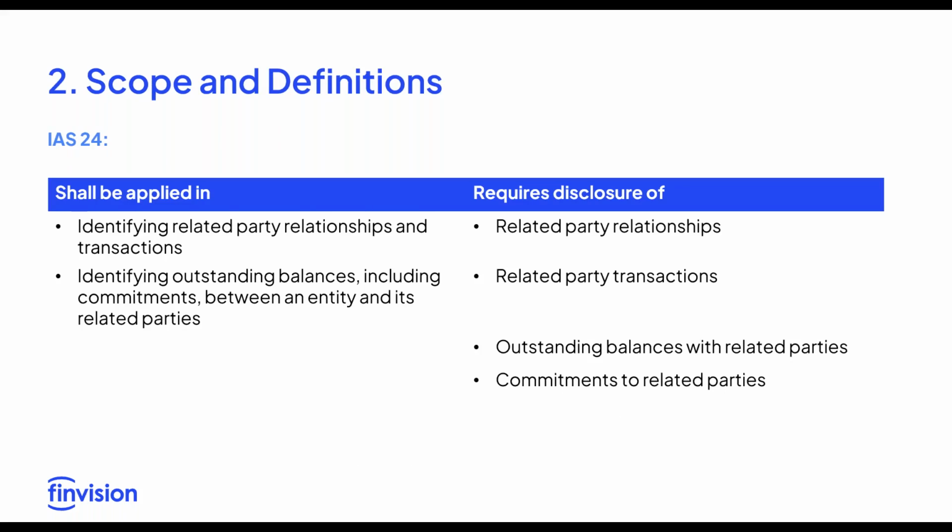So looking at scopes and definitions. Thank you, Hans. IAS 24, when shall it be applied? It shall be applied in identification of the related parties, related party relationships, but also the transactions. And it shall be applied in identifying what the outstanding balances are with your related parties, including also commitments between an entity and its related parties. The standard requires disclosure of the relationships you have with your related parties, but also the transactions. It requires disclosure of outstanding balances and commitments to the related parties.